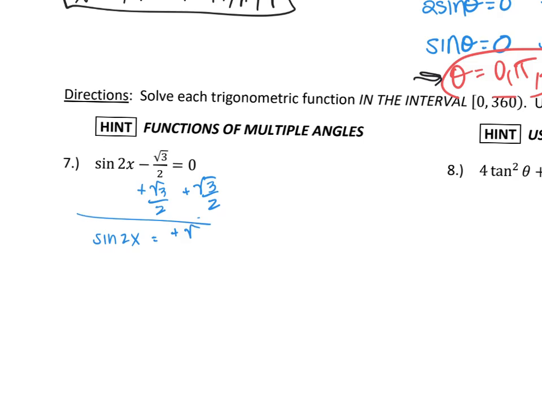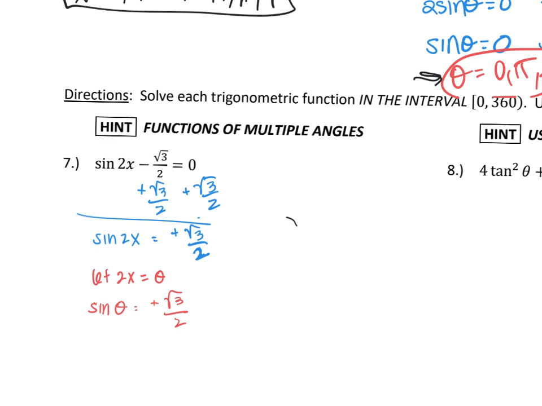And now I'm stuck in this position where, okay, sine of 2x equals root 3 over 2. But if I had just sine of x equals root 3 over 2, that's a problem we've done before. But sine of 2x, I don't really know what that would be. So for now, I'm going to let 2x equal theta. I'm going to bring 2x back in later. But for now, I'm just going to write theta instead of 2x. And this becomes a problem I can do.